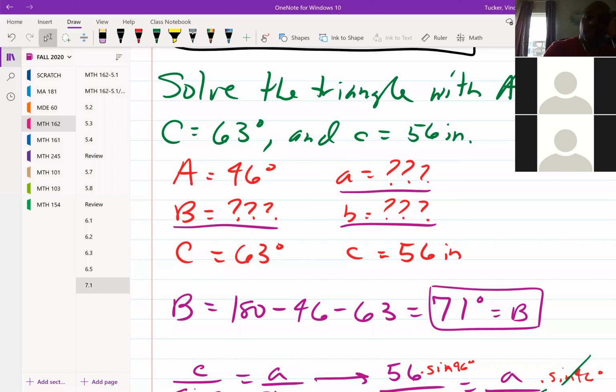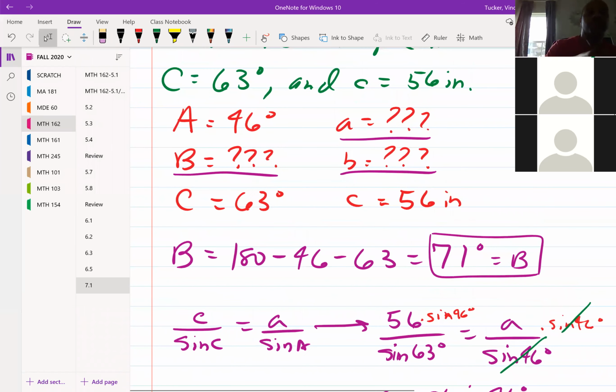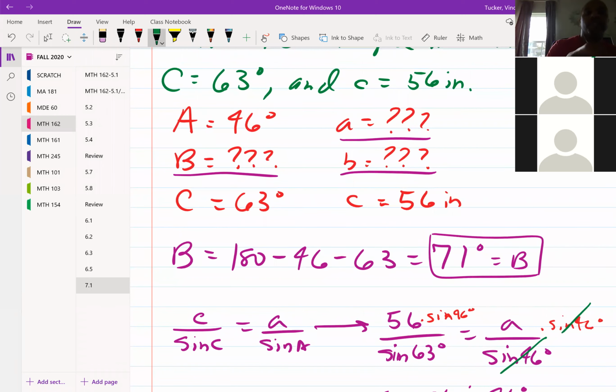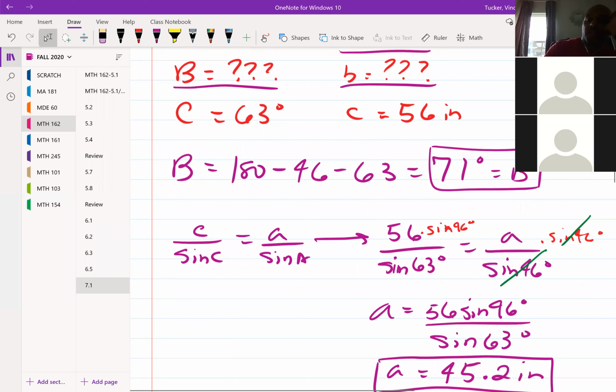From there, I can find lowercase a because I have a full relationship for capital C and lowercase c, right here. That's given, so we should use that relationship going forward. So that's 56 over sine of 63 degrees equal to A over sine of 46 degrees. Multiply both sides by sine of 46 degrees. A is going to be equal to 45.2. Make sure that your calculator is in degrees when you go about doing these.